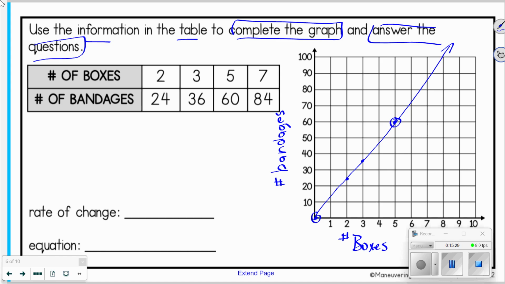60 over 5? That would work. Do I have to use 60 over 5? No, I can literally use any of those points. So whatever one you want to use, you can use. 60 divided by 5 equals 12. So my rate of change is 12. My equation becomes y equals 12x.